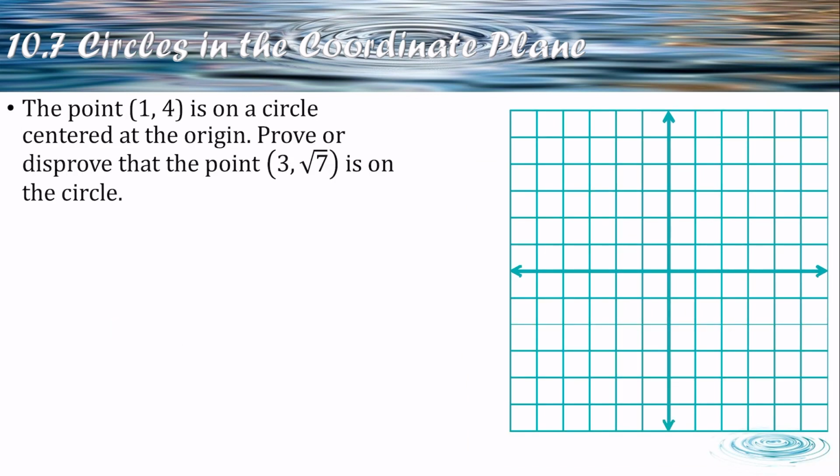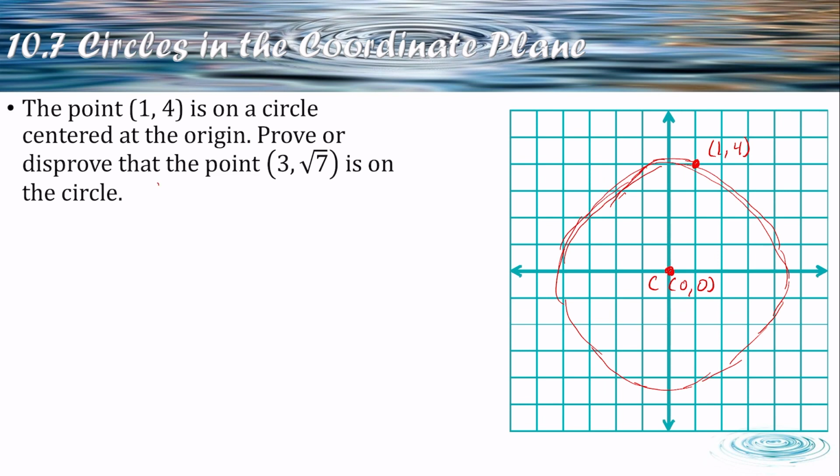The point (1, 4) is on a circle. So here's my point (1, 4). The circle is centered at the origin. So there's my center, (0, 0). And so the circle goes around something like that. Oh, that's a rough circle. Anyway, circle goes something like that.